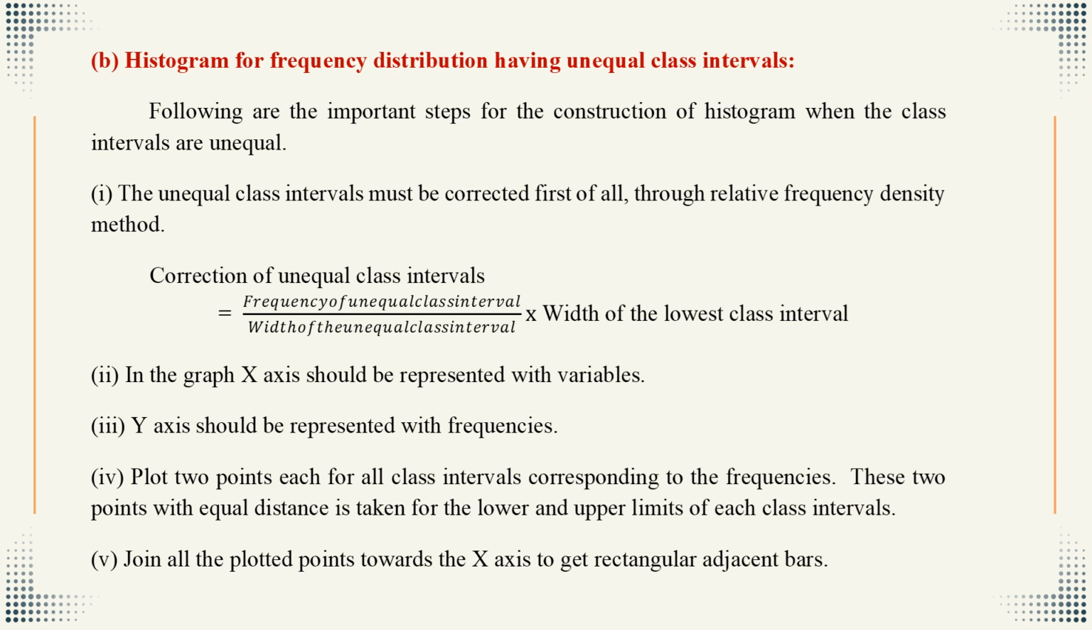Now, histogram for frequency distribution having unequal class intervals. Following are the important steps for the construction of histogram when the class intervals are unequal. First one, the unequal class intervals must be corrected first of all through the relative frequency density method. That is, correction of unequal class intervals equals frequency of unequal class interval divided by width of the unequal class interval, multiplied by width of the lowest class interval.